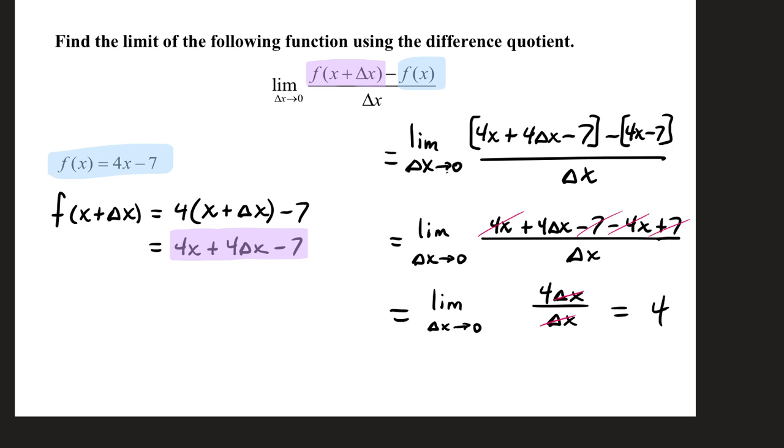Distribute the negative sign. Combine like terms, you're going to get a lot of them to go away, and that's always good. The only term that survives in the numerator is 4 delta x. The delta x in the denominator will cancel it, leaving 4. If your original function is linear, your difference quotient will come out as 4.